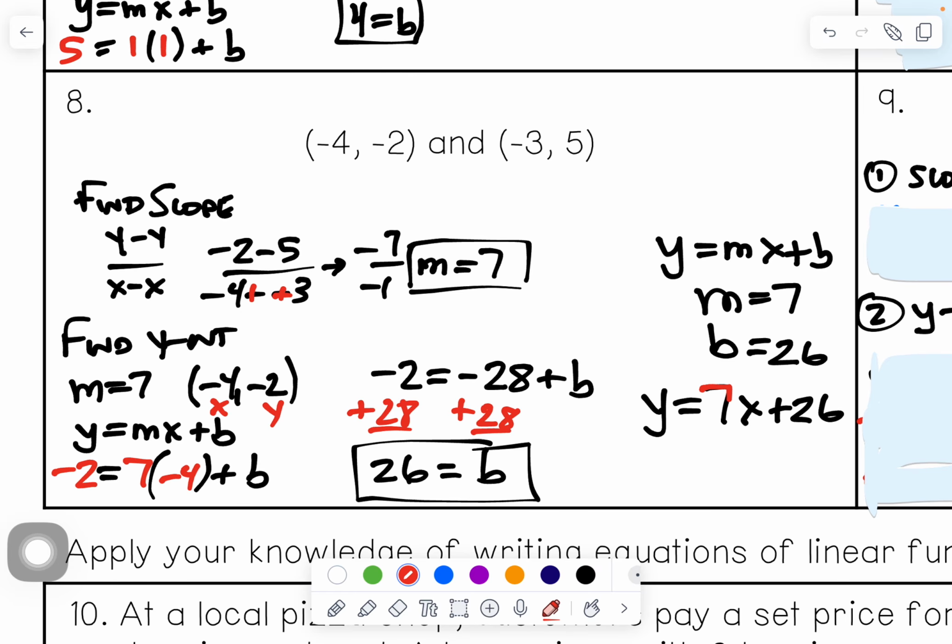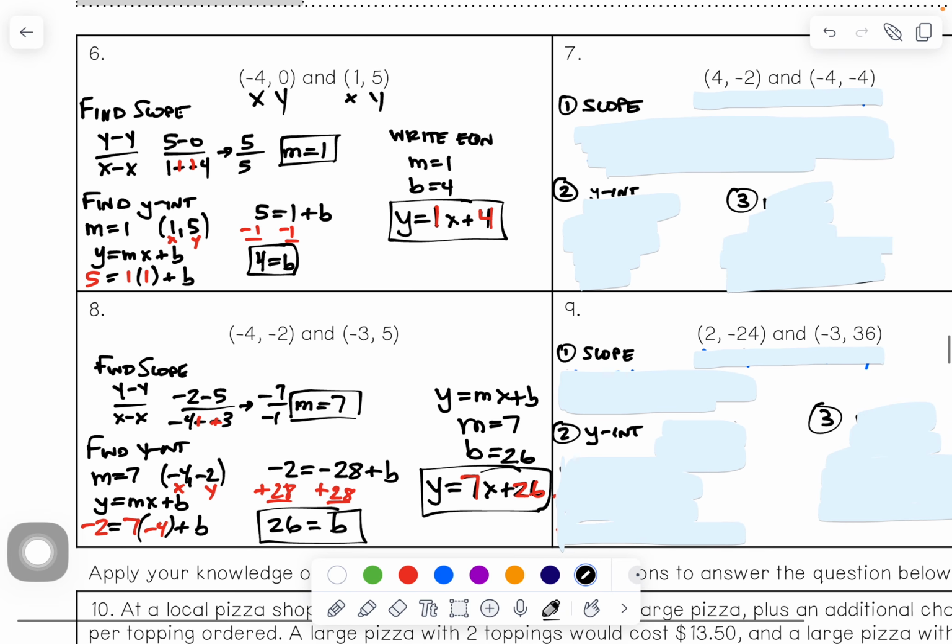Remember, I'm only plugging in for the m and the b. I want to keep the x and the y in the equation. All right, now I'd like you to try 2 of these on your own, so go ahead and push pause. Then come back and check and see how you did.